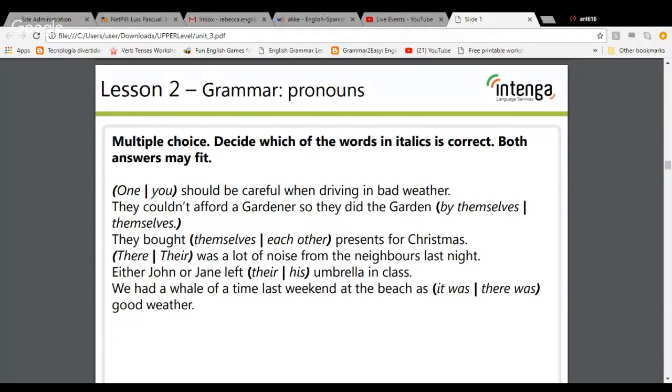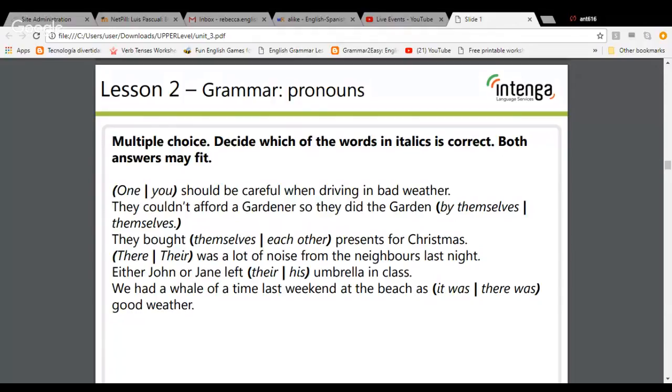Why don't you read the next one, please? There was a lot of noise from the neighbors last night. They are, first there. First. Exactly, because they both have the same pronunciation. Good. And I agree with that. Why did you choose that one? Because there was meaning completely different.